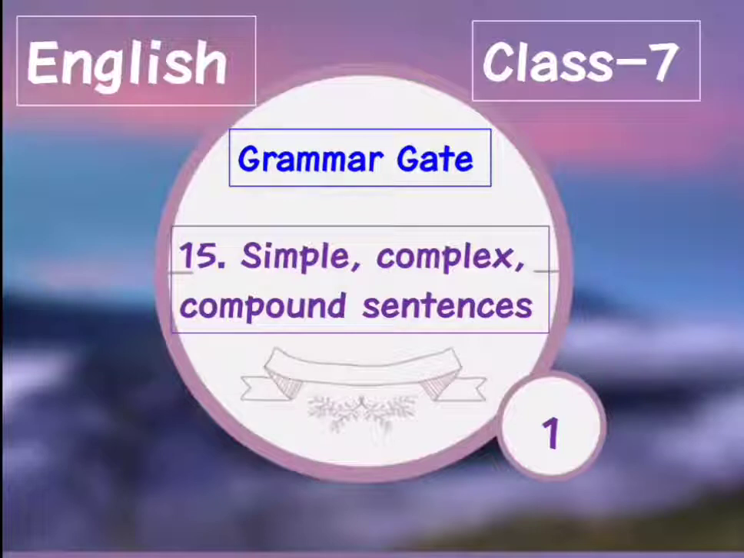Students, today once again we continue with our Grammar Guide textbook. Here we continue with chapter number 15, Simple, Complex, Compound Sentences. Now students, in our previous chapter, we have already learned elements of a sentence. As you know, a sentence means a group of words which makes complete sense. Earlier we learned what is predicate, what is subject, what is object, and what is complement in a sentence.